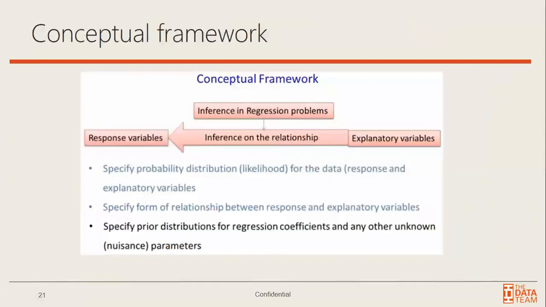So these are the 4 steps of the Bayesian regression example. I'm just summarizing here. Hope so far you're with me. In a Bayesian conceptual framework, we have 3 things going on: response variables, inference of the relationship, and the explanatory variables. We have to specify the probability distribution of the likelihood for the data, the response and the explanatory variables. Then we have to assume a form of relationship between y and x, that is, between response and explanatory variables. And we also have to use some expert opinion or a theory to specify the prior distributions for the regression coefficients. So these are the 3 steps for the conceptual framework.